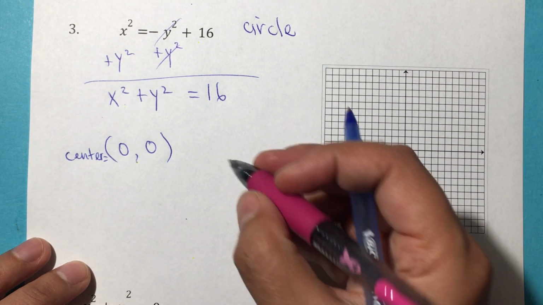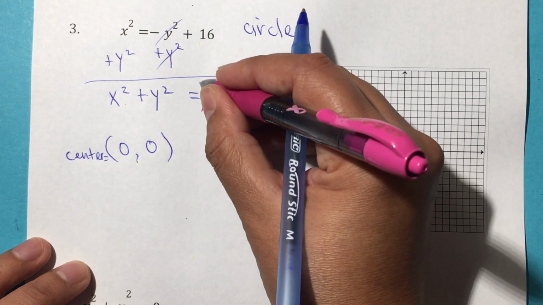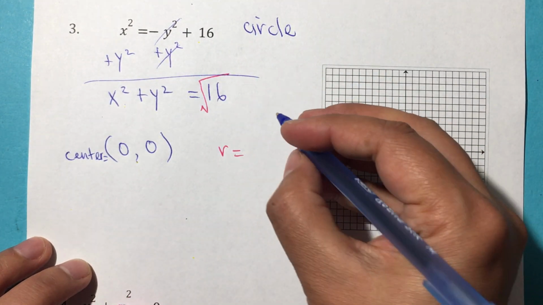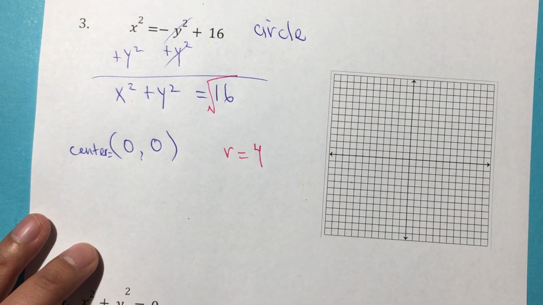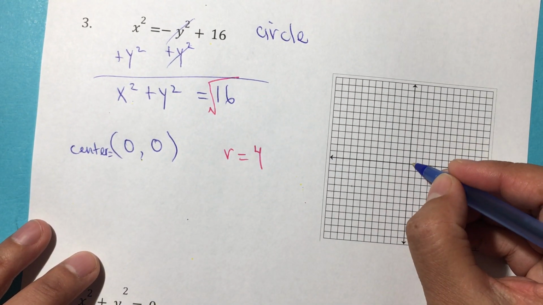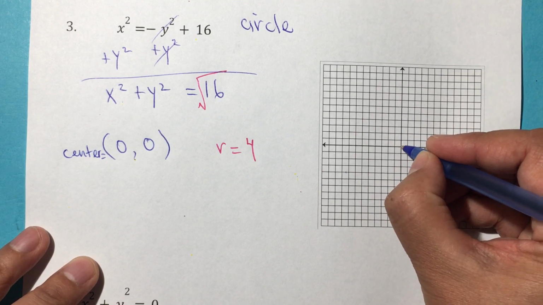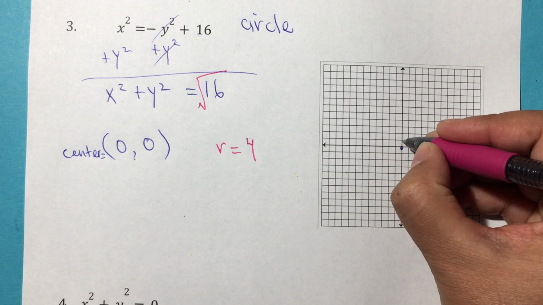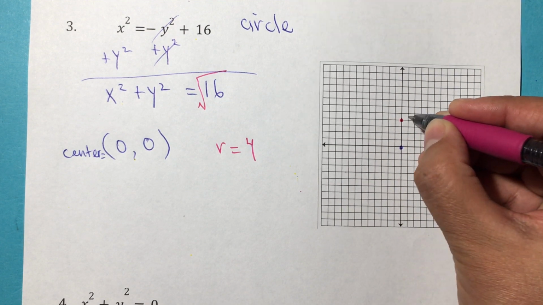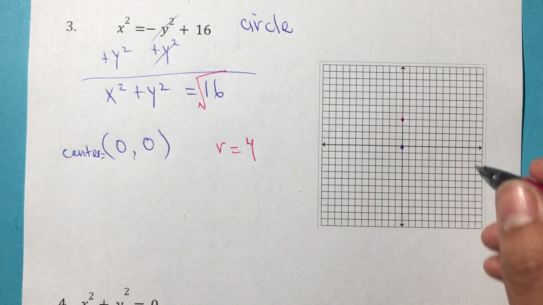And for the radius, we're going to take the square root of the answer. The square root of 16 is 4. So we have the information that we need. 0, 0 is right here. And then 4 spaces away will be 1, 2, 3, 4 right there. And you can do it to the left, down, right, or up.